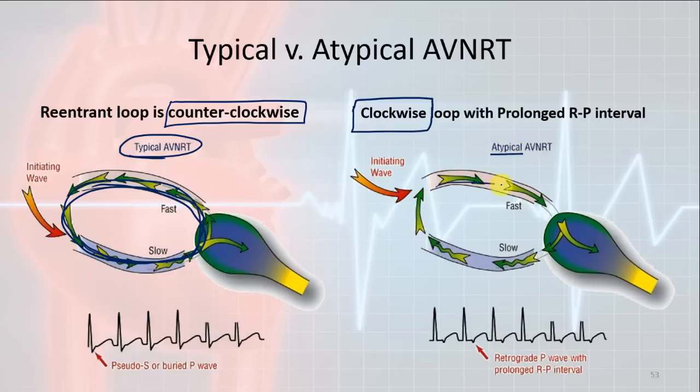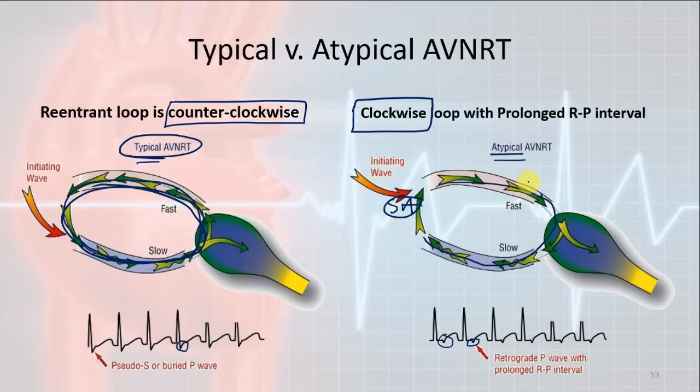So what will happen is the wave will come down the fast track and it'll go really slow up the slow track to get back to the SA node. How can you identify this on the monitor? Look at the retrograde P wave and see how close it is to the QRS complex. If the retrograde P wave is smashed up against the QRS complex, it's typical. If the retrograde P wave is displaced after the QRS complex, it's atypical.